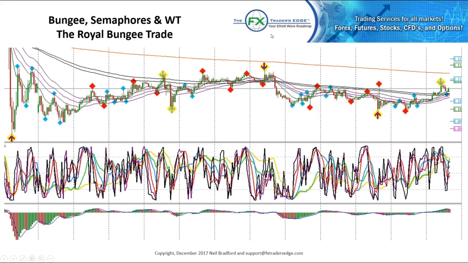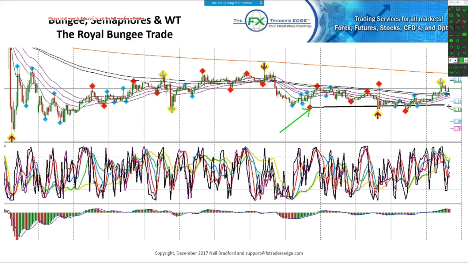So this was a low, and that's the level we said we were going below before we went above the red line at the top there. Yeah, because we needed a lower royal semaphore. And that's exactly what we got.